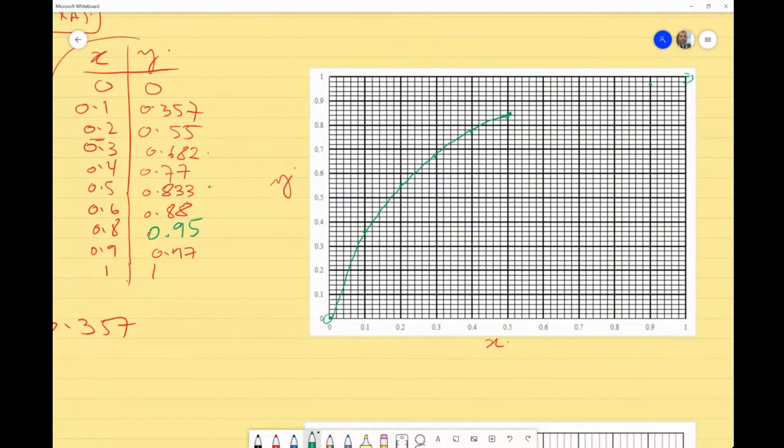And are any other points wrong? Yeah, 0.9, 0.98. What is the value of the 0.9? 0.9 should be 0.98, yes, like this one. So this one is 0.95, so it's going to be here. 0.96, so this one is going to be here. And 0.9 is 0.98, so it's going to be here.